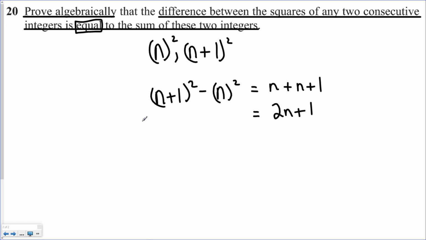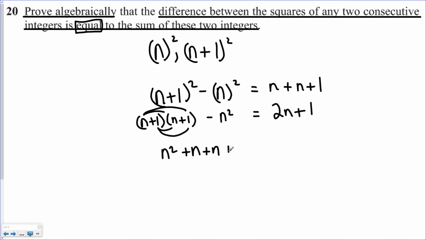Let's draw our double brackets. (n plus 1) squared means n plus 1 in one bracket multiplied by another n plus 1. Minus n squared, we can evaluate straight away. Let's draw our grid. It's going to be n times n, n times 1, 1 times n, 1 times 1. n times n gives us n squared, n times 1 gives us n, 1 times n gives us n, 1 times 1 gives us 1. And then we're minusing the n squared, equals 2n plus 1.